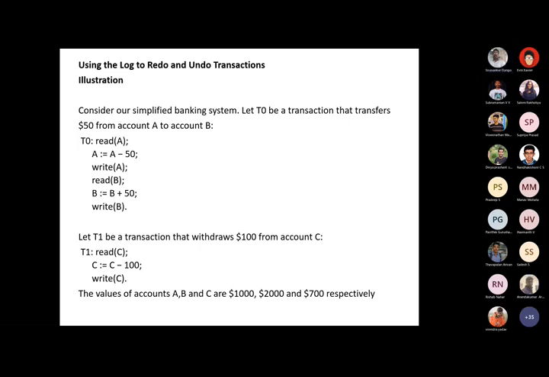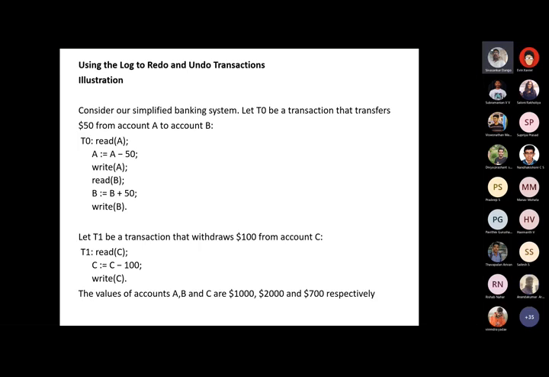I hope you are able to visualize how a transaction is being written. It's quite simple. You are going to debit $50 from account A, and credit $50 into account B. So you are going to read the value of account A, perform a debit operation, and update the value of account A after the debit operation. Again, you are going to read account B, credit $50 into account B, and update the value of account B after the credit operation.